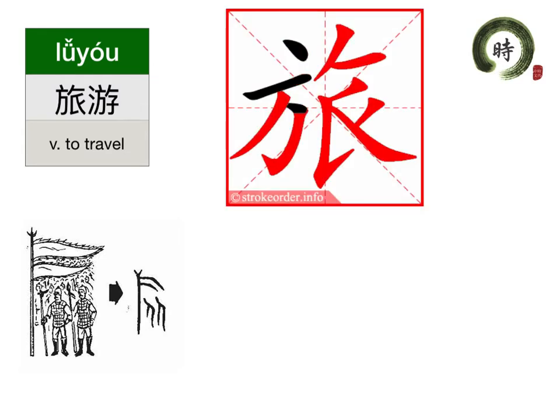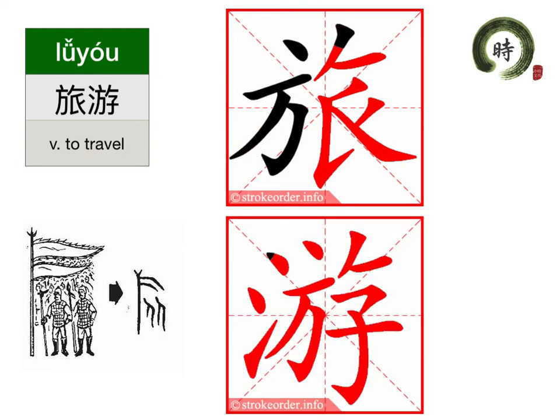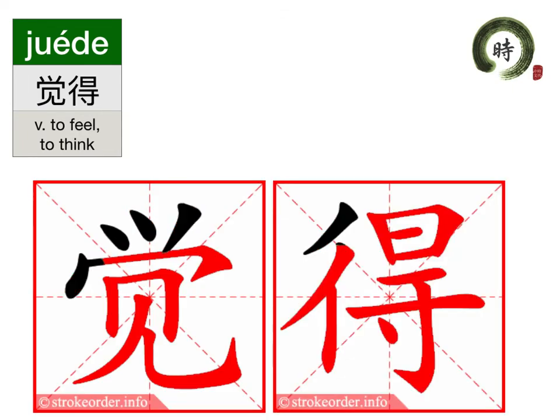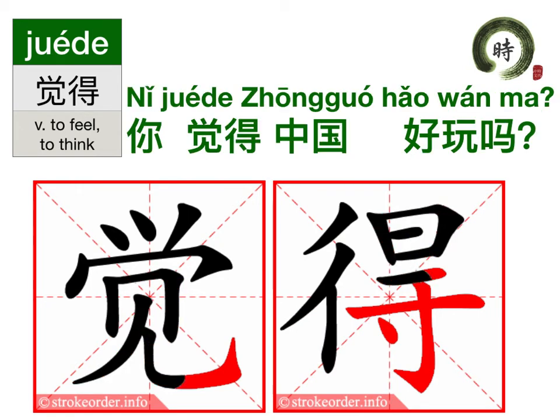旅 in ancient means troop, and now it is extended to the meaning of travel, since it looks like a group of people following the flag, just like tourists following the tour guide. 旅游. 你去中国旅游吗? 旅游。So here, 你觉得中国好玩吗？觉得 means to feel or to think. 你觉得中国好玩吗？Do you think China is an interesting place to travel around?